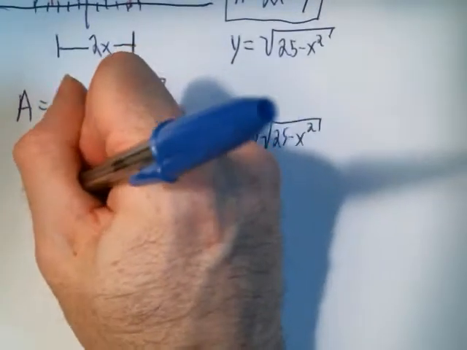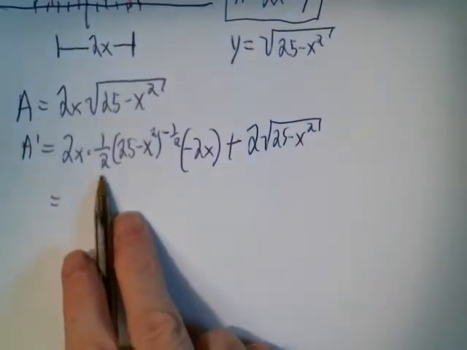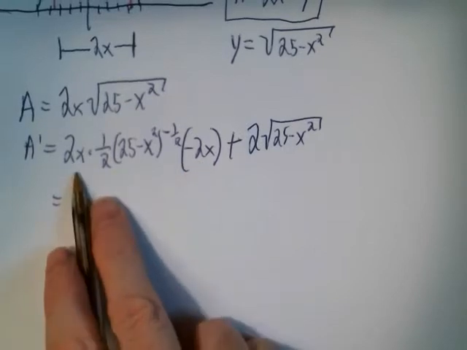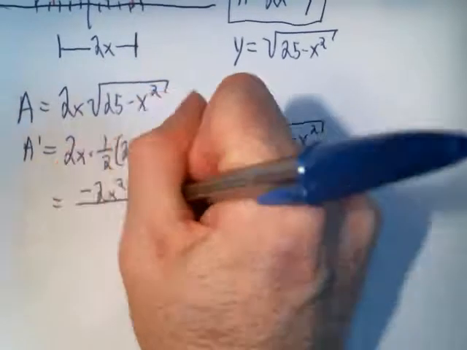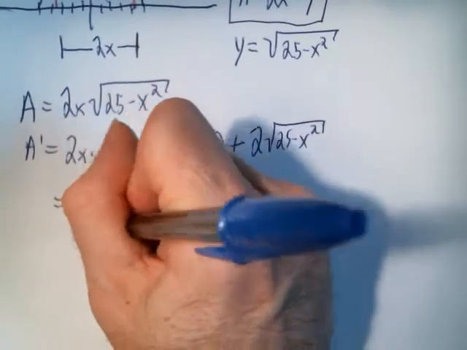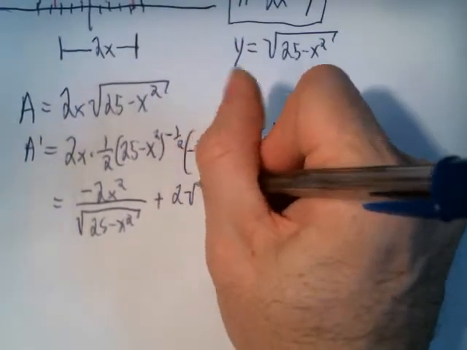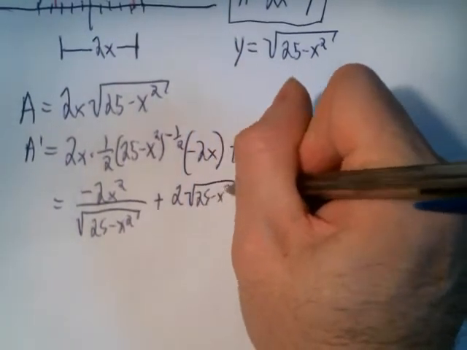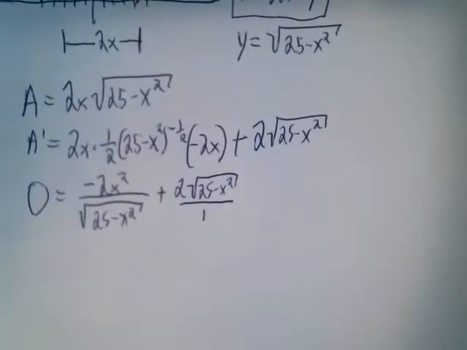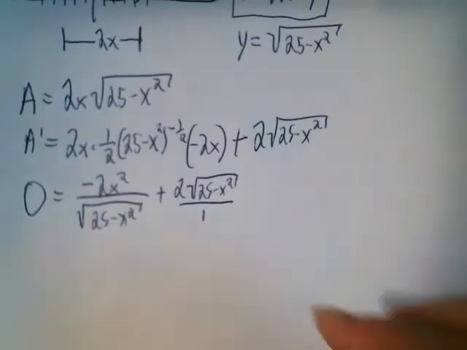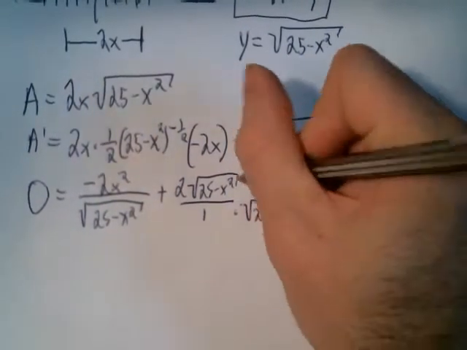Want to clean this up significantly. So 2 times 1/2 is just 1, and then we have a negative 2x. So x times negative 2x is negative 2x squared all over the square root of 25 minus x squared. And then plus 2 times the square root of 25 minus x squared. Okay. I'm going to set it equal to 0, find a common denominator here. So on the second term, we can multiply top and bottom by 25 minus x squared.